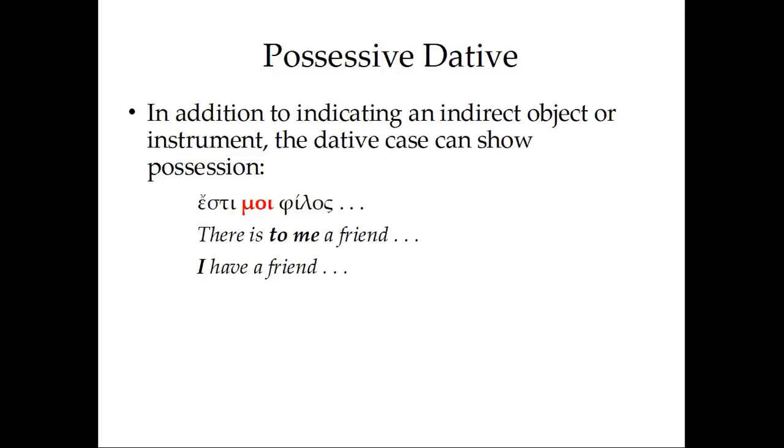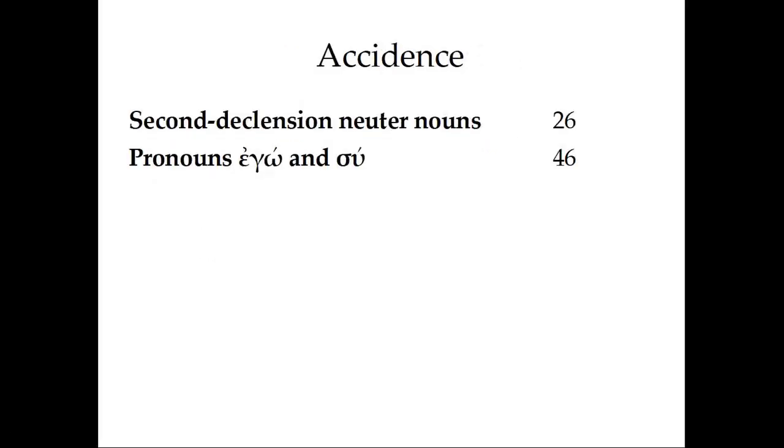I have a friend. Now, for the forms we looked at today, you can look at pages 26 and 46, second declension neuter nouns, and pronouns ego and se.